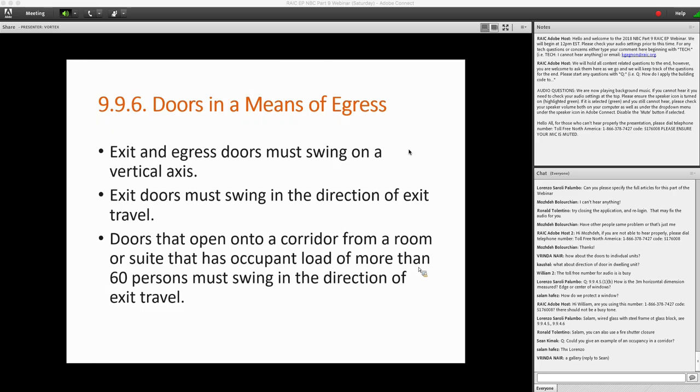We shall get to that. But when you have an exit door providing access from a room or a suite that has an occupant load of more than 60 persons, the exit door or the door providing the means of egress, which is the egress door, is required to swing in the direction of exit travel.